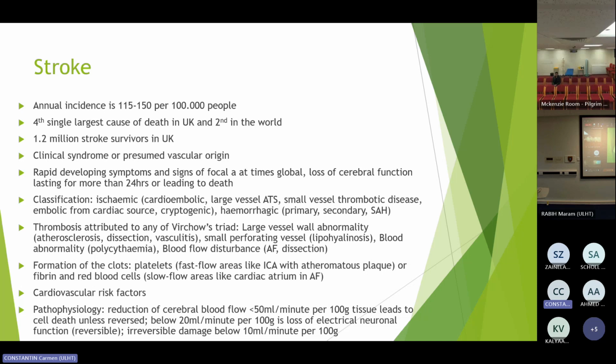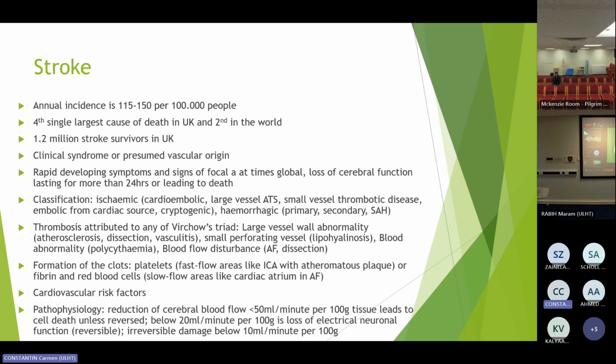And very important is that we have symptoms and signs of focal, at a time global, loss of cerebral function, which is lasting more than 24 hours, or up to 24 hours. And yes, it can lead to death.